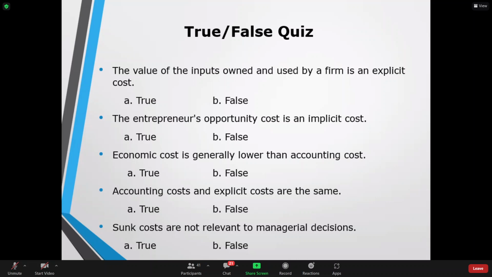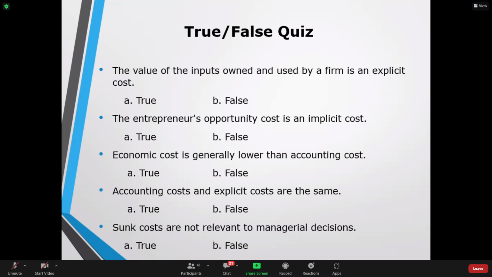Madam, can you explain the third one again? Economic cost and the accounting cost? Economic cost includes the implicit cost, whereas accounting cost is just the explicit cost. For example, salaries of people, raw material cost, and things like that, we explicitly state. That opportunity cost part is implicit cost, which is not counted in accounting cost. So therefore, economic cost is generally higher than accounting cost. Okay. Thanks.